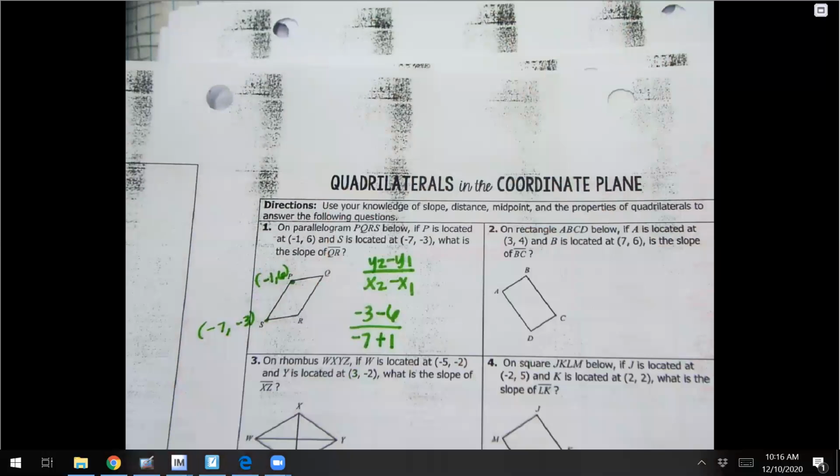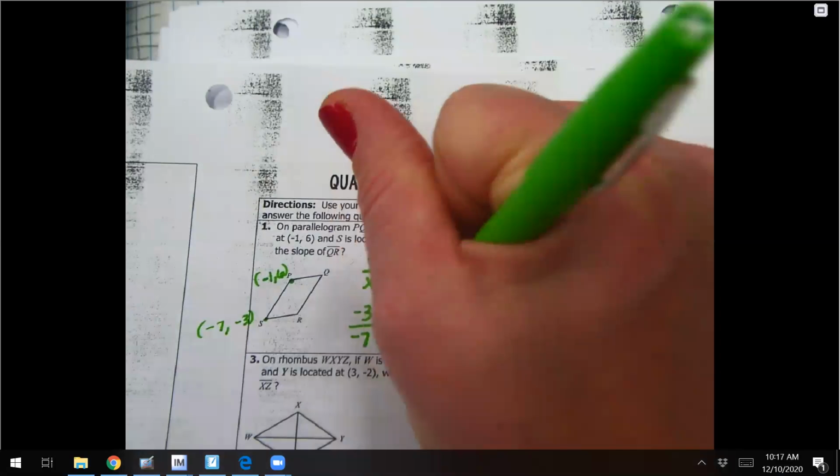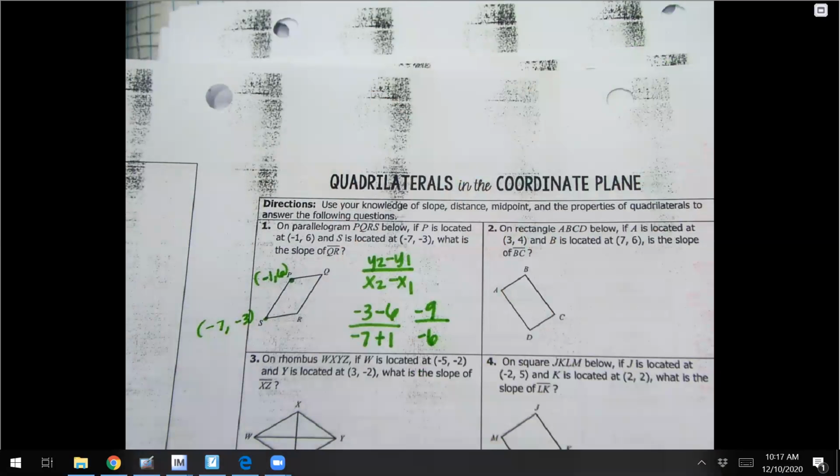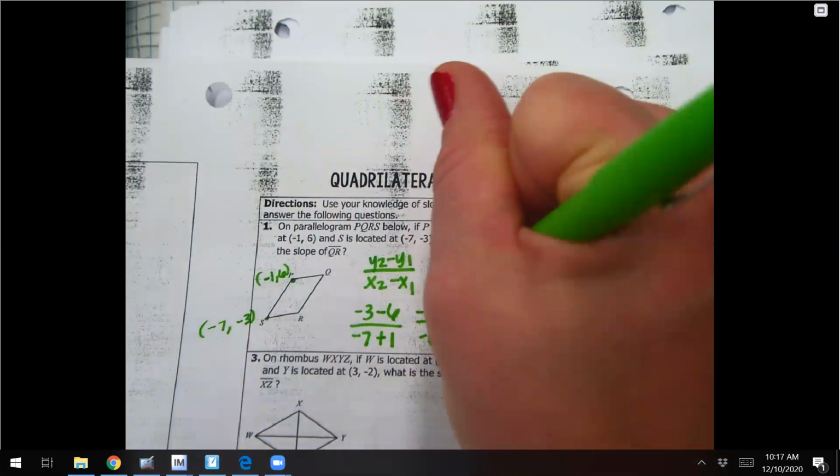Basic slope, you probably did this in middle school. -3 minus 6 is -9. -7 plus 1 is -6. That simplifies to give us what? 3/2. Our slope is going to be the same because it's going to be parallel. So you leave it just like that.